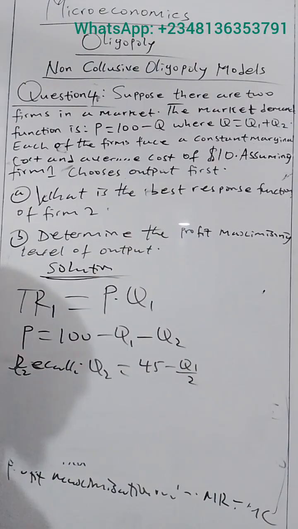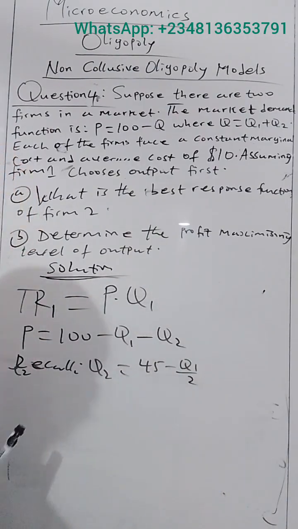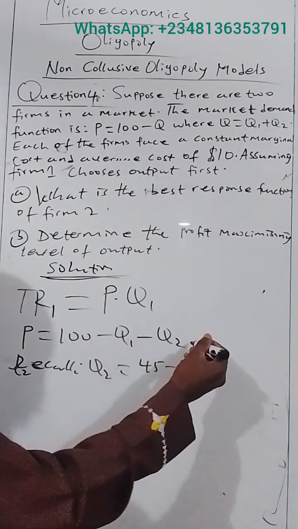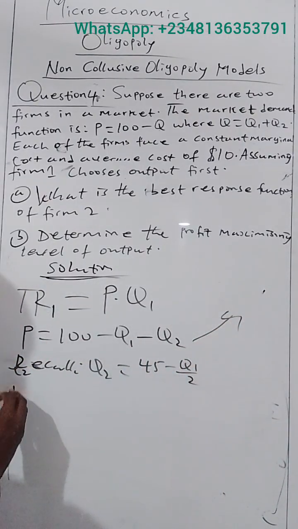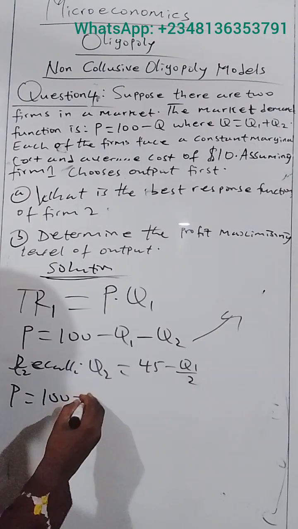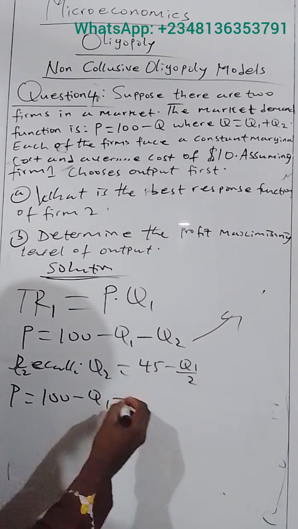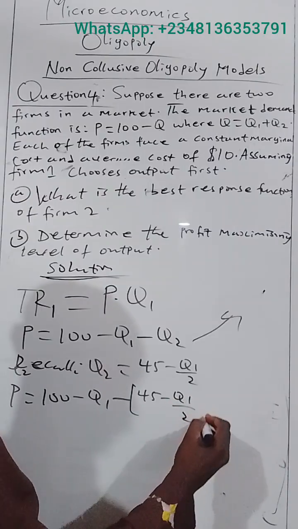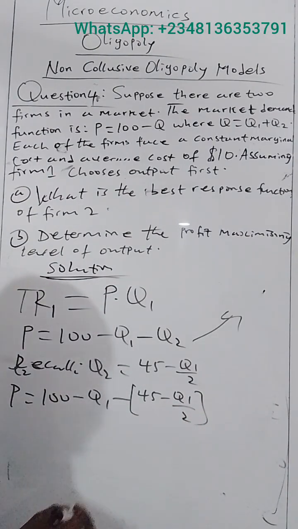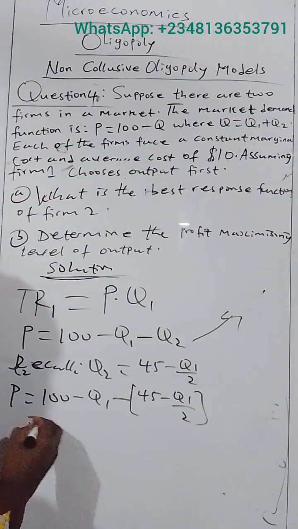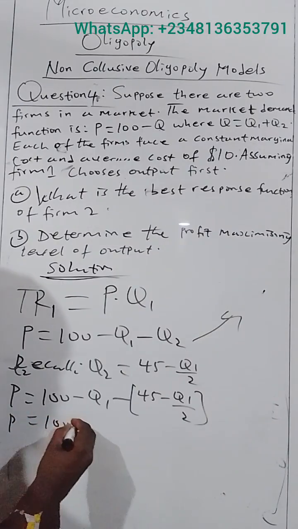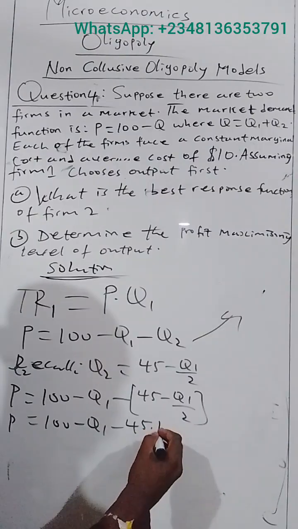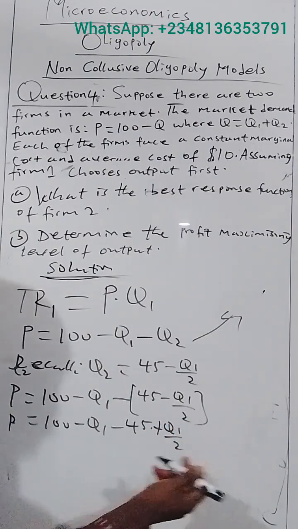So now we are going to use this reaction function by substitution. We are going to substitute this reaction function into this demand function, this residual demand function. If you do that, we have P equals 100 minus Q1, then minus 45 minus Q1 over 2. What we can do now is to open this bracket. We have P equals 100 minus Q1, then minus 45, plus Q1 over 2.